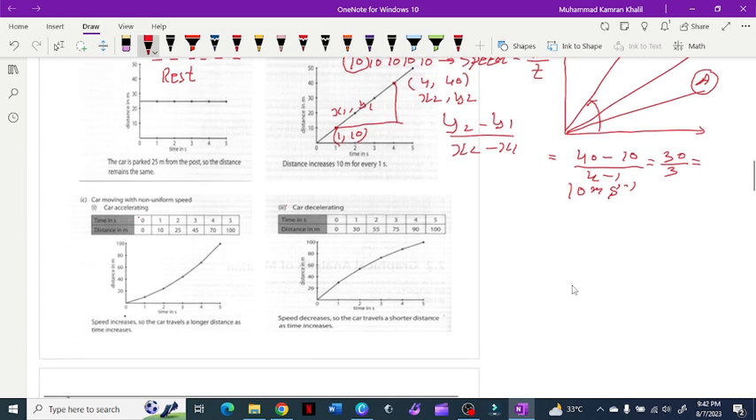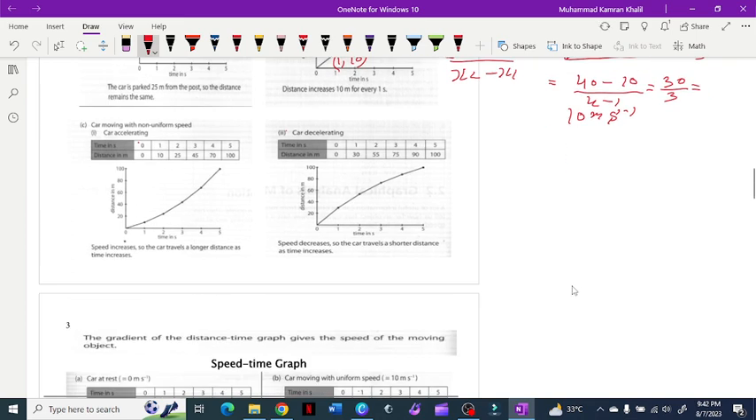Now there are graphs related with the curves. Here the speed is 10, here the speed is 20. So it means that the speed is increasing. So if the curve is moving in upward direction as shown in the diagram, it means that the gradient will increase. One more thing, this line is not a straight line, this is a curved line. So it is moving with non-uniform speed and the car is accelerating. So the speed of the car is increasing with the passage of time.